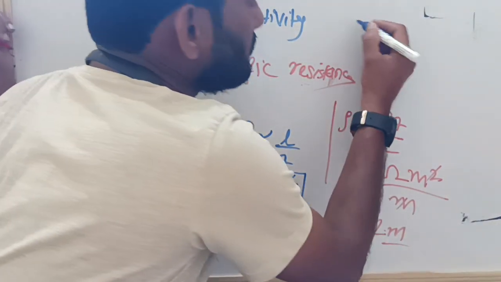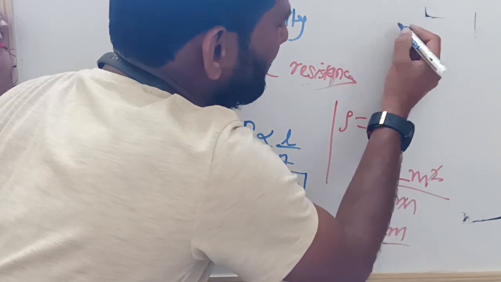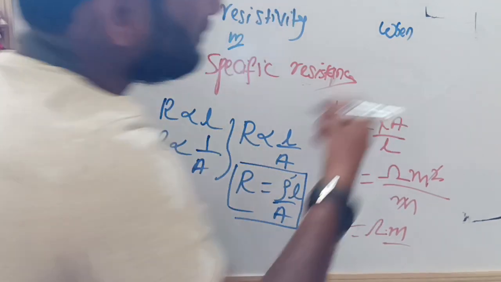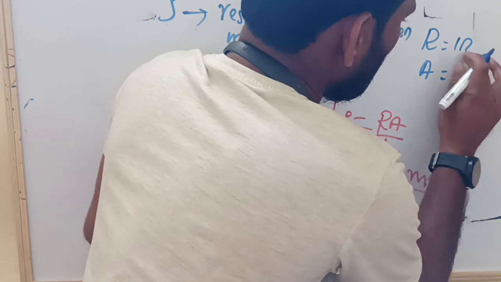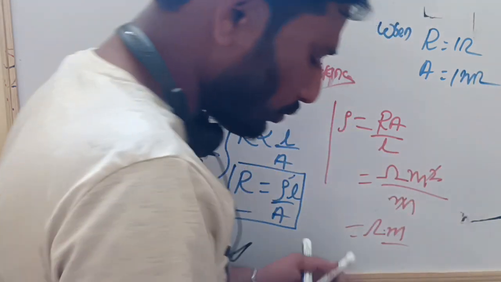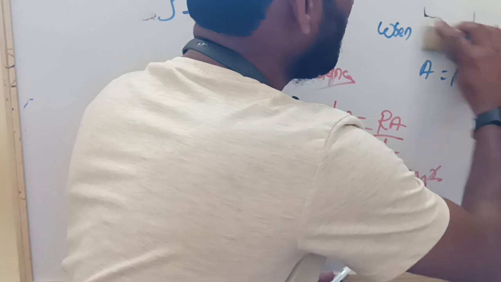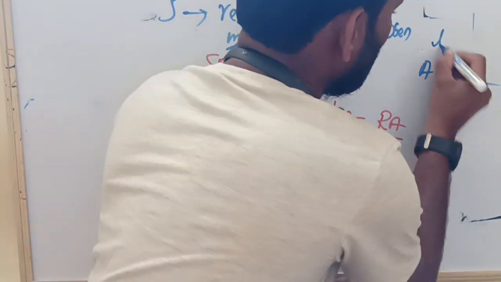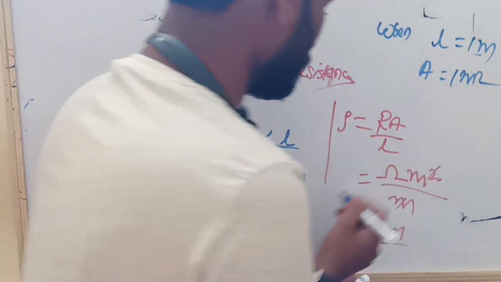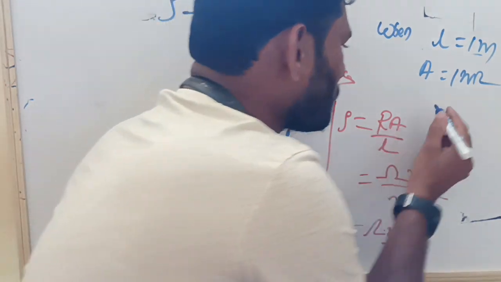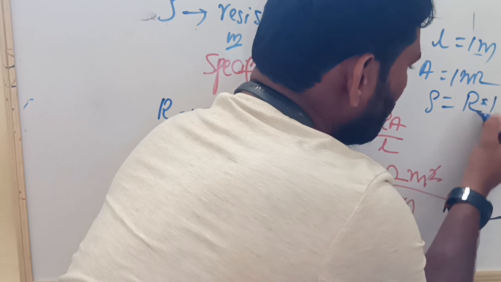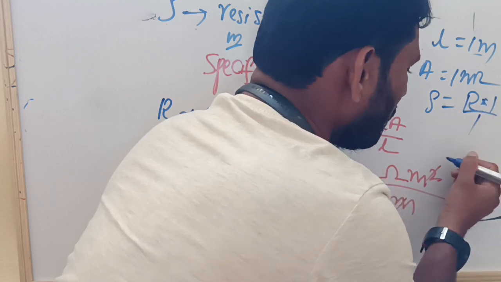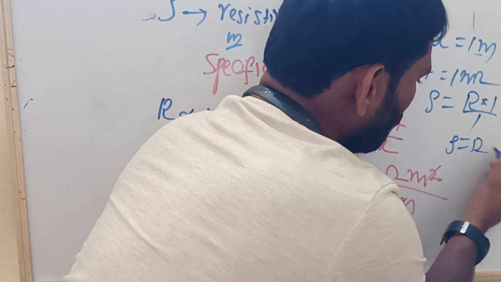Then what is the definition for this specific resistance or resistivity? You can select some conditions: when R is equal to 1 meter, when area is equal to 1 meter square, when length is equal to 1 meter. Substitute here: rho is equal to R times area, which is 1, divided by length, which is also 1. So then rho is equal to capital letter R.